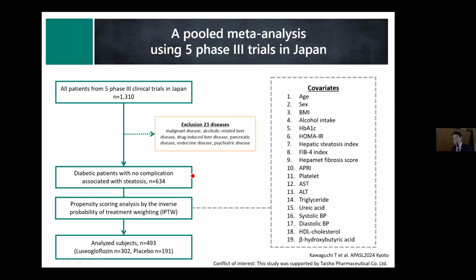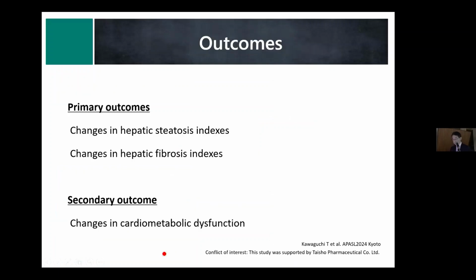The analysis was performed by propensity score analysis using inverse probability of treatment weighting, IPTW, with the 19 covariates listed here. The total analyzed subjects were 493: luseogliflozin included 302 and placebo included 191. The primary outcomes were changes in hepatic steatosis and hepatic fibrosis indexes. The secondary outcome was changes in cardiometabolic dysfunction.